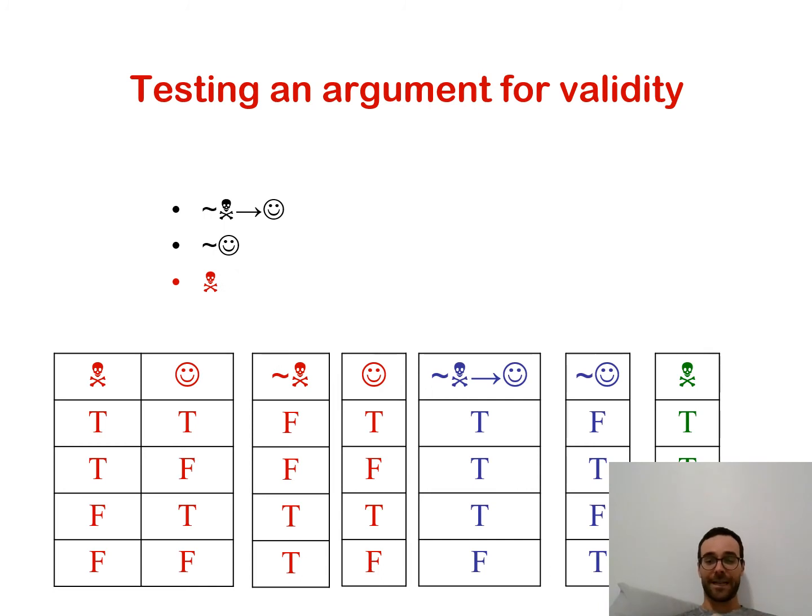So when we look back at this argument, are there any instances where we have true premises and a false conclusion? Well, the only row where we have true premises is in row 2. However, the conclusion is true as well. So this doesn't tell us that it's invalid, which means it is valid. So truth tables are essentially trying to falsify an argument.